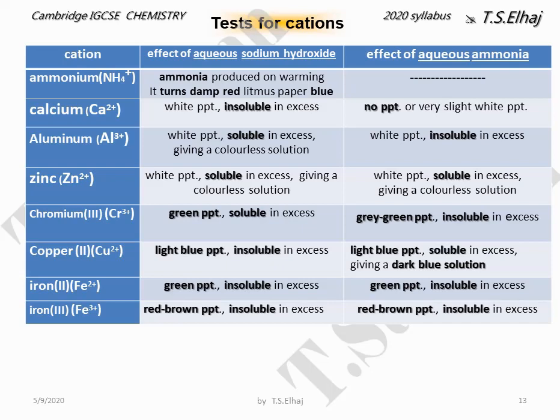Copper 2 ions give light blue precipitate insoluble in excess sodium hydroxide. Light blue precipitate with ammonia with drops of ammonia, and this precipitate dissolves with excess ammonia, producing dark blue solution. Iron 2 gives green precipitate insoluble with both sodium hydroxide and ammonia, same result. Iron 3 gives red-brown precipitate insoluble in excess with both sodium hydroxide and ammonia.